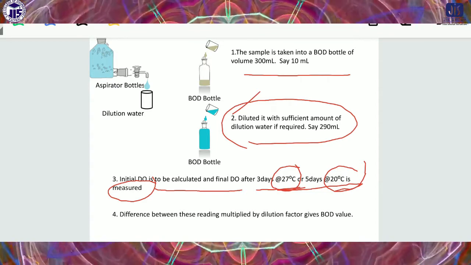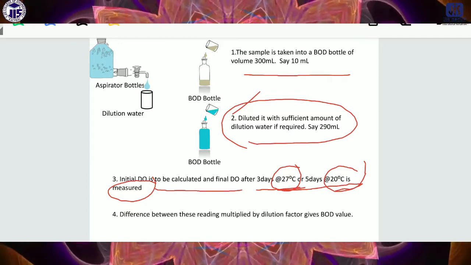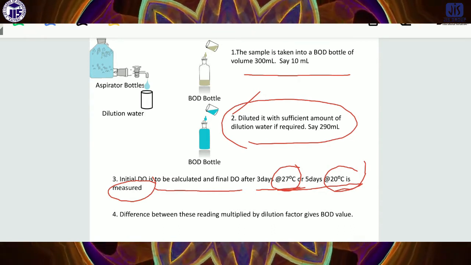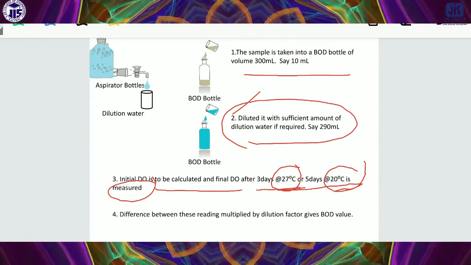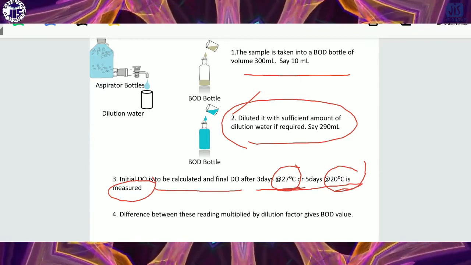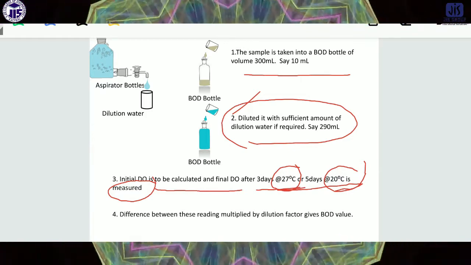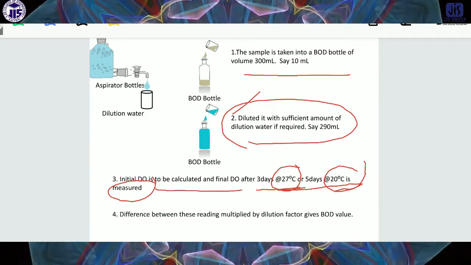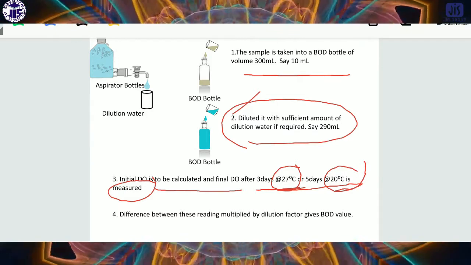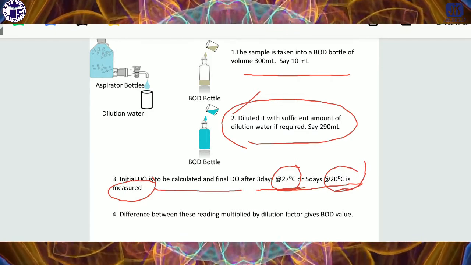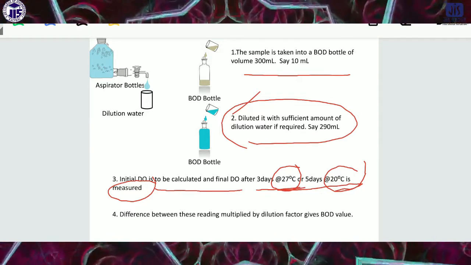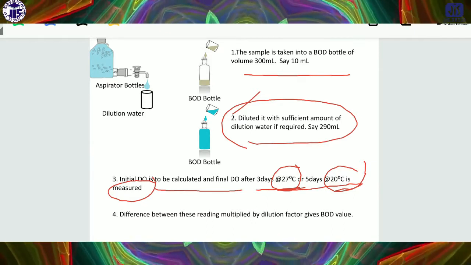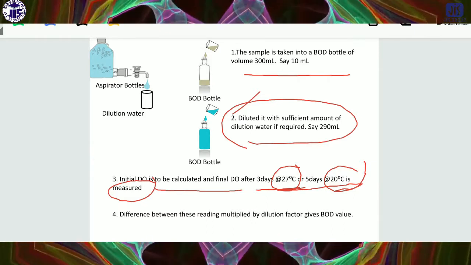I will explain what the dilution factor is. Dilution means you have to add water in the bottle and maintain the volume. For example, if it is a 300 ml bottle and you are taking 10 ml of the sample, then you have to add 290 ml of water for the dilution. Now you have to measure the initial DO, and after 3 days at 27 degrees C, or 5 days at 20 degrees C. In this way you can determine the BOD of the water.